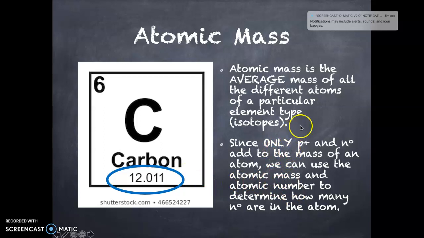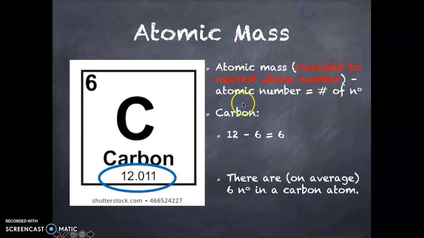Now, since only protons and neutrons add to the mass of the atom, we can use the atomic mass and the atomic number to not only know how heavy an atom of that type is, but we can also use it to figure out how many neutrons are in that atom. So, the atomic mass rounded to the nearest whole number minus the atomic number will give you the number of neutrons.